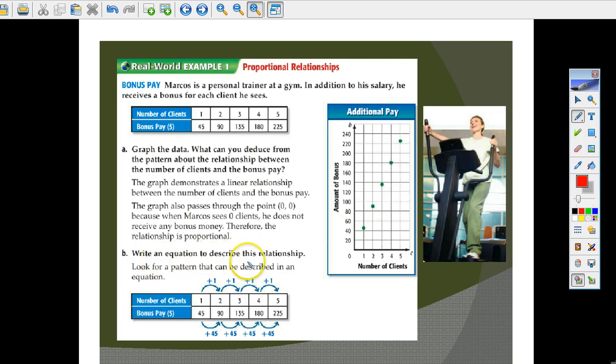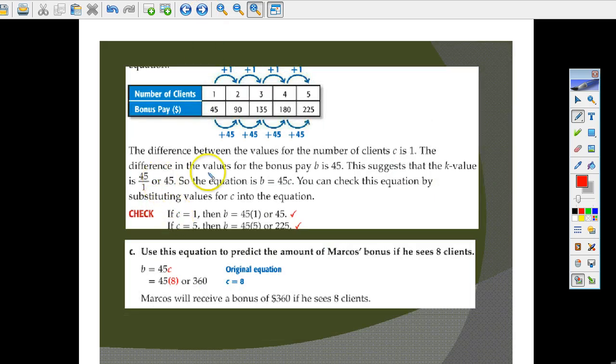Write an equation to describe this relationship. When we write this equation, you're going to see what the pattern is. X, the number of clients, increased by 1, and the bonus pay increased by $45. So how do we write the equation? Here you have an increase of $45, so the equation is B equals 45C. Now use this equation to predict the amount of Marcos's bonus if he sees 8 clients. Instead of C, you substitute 8. So you have $45 times 8 people, and you have $360. So Marcos will receive a bonus of $360 if he sees 8 clients.